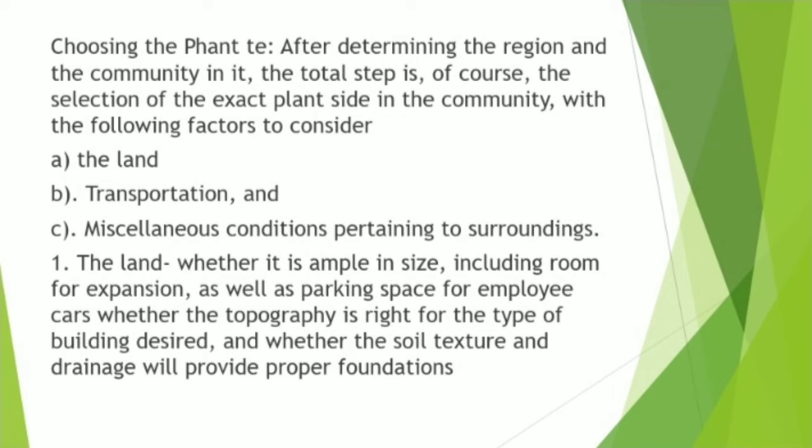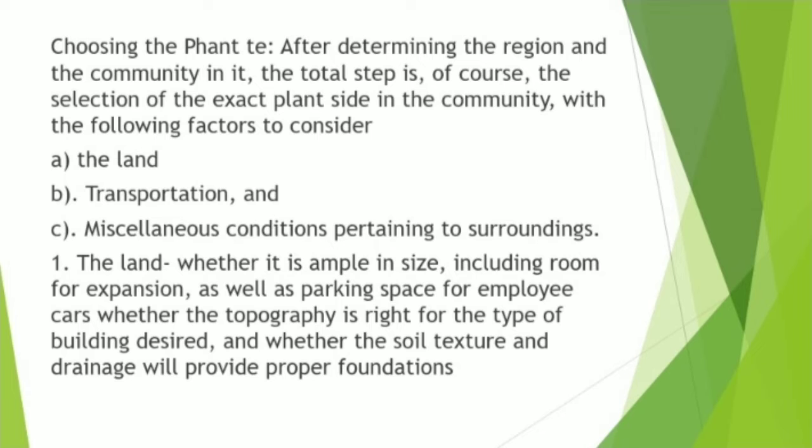Choosing the plant. After determining the region and the community in it, the next step is, of course, the selection of the exact plant site in the community with the following factors to consider: A. The land, B. Transportation, and C. Miscellaneous conditions pertaining to surroundings.